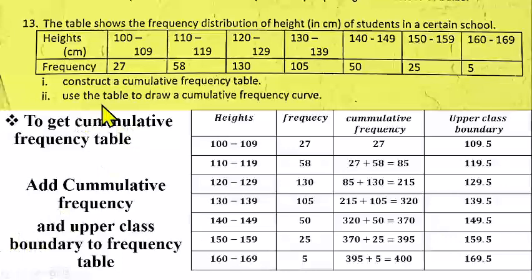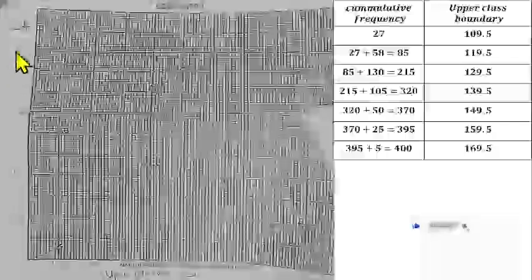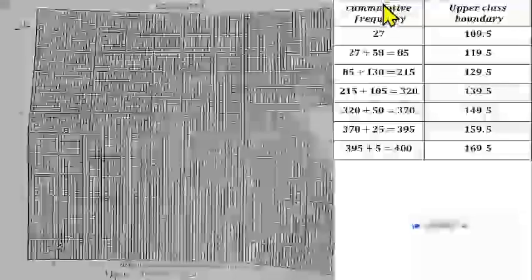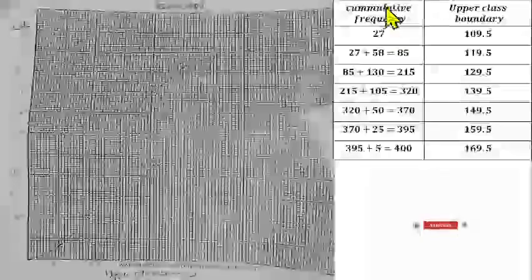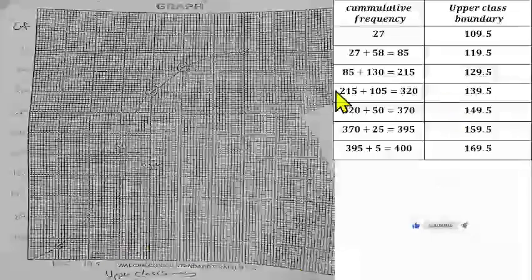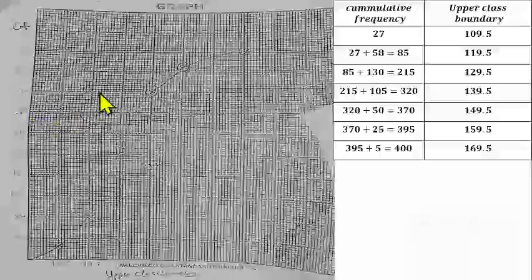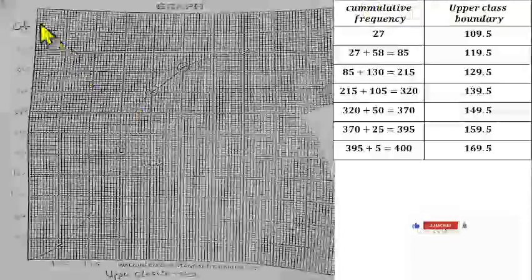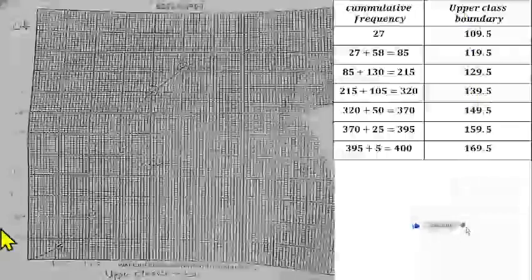Then to now draw the OGIVE, which is the cumulative frequency curve, you need to use your cumulative frequency and upper class boundary to draw it. So if you go there, you have a graph like this. You need a graph, and you need the cumulative frequency and upper class boundary from the table you have prepared to draw the OGIVE. The cumulative frequency will be on the y-axis and the upper class boundary will be on the x-axis.